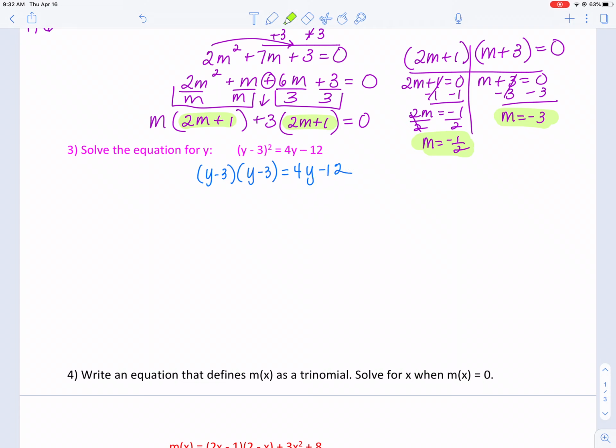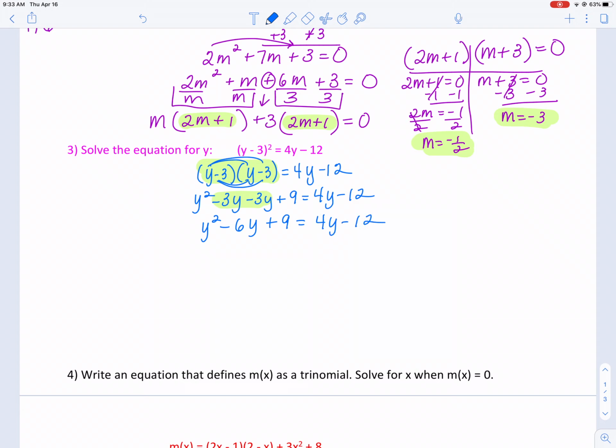So in my head, you could either do double distribute there or the box method. I'm going to just show double distribute. I would get y^2 - 3y - 3y + 9 = 4y - 12. So these two in the middle are like terms. They don't cancel out. One would have to be a plus and one would have to be a minus for them to cancel. They become -6y + 9 = 4y - 12.